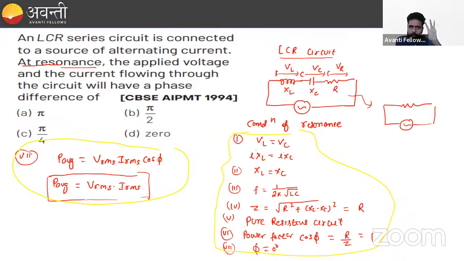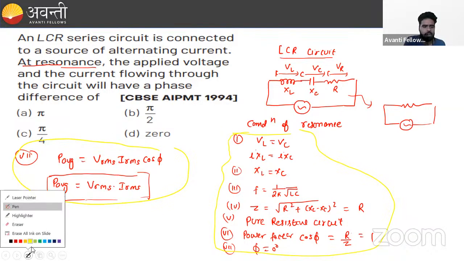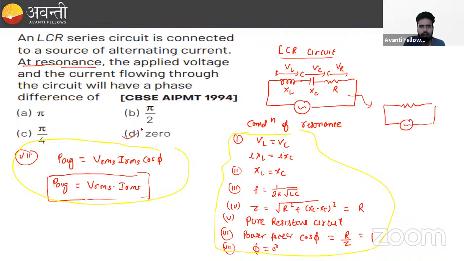If we would like to solve this given problem, we can easily solve it. In this problem, it is said that at resonance, the applied voltage and current flowing through the circuit have a phase difference. If it is asked about resonance, we can say the phase difference is nothing but 0 degree. So the answer is 0 degree. I hope you can understand how easily we can solve a problem if we know the condition of resonance. Guys, note down all these things. They are very, very important and helpful for solving alternating current problems.